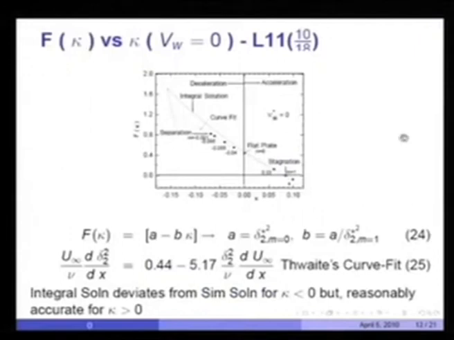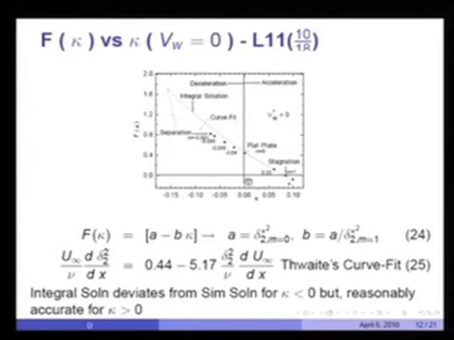This is what I have plotted here. On the x axis you have kappa, the pressure gradient parameter, and f kappa, which is the rate of growth of momentum thickness parameter, on the y axis. So, when kappa is positive, we have accelerating flow or favorable pressure gradient. When kappa is negative, we have the decelerating flow or adverse pressure gradient. The results are plotted when there is no suction and blowing, and therefore, V w star is equal to 0.